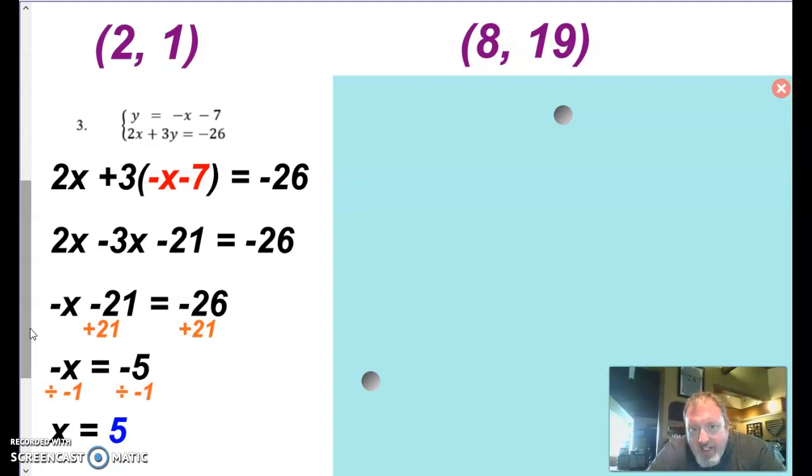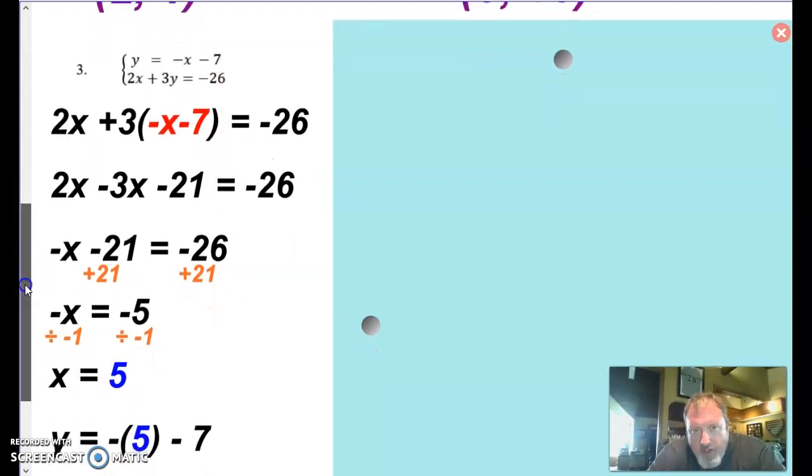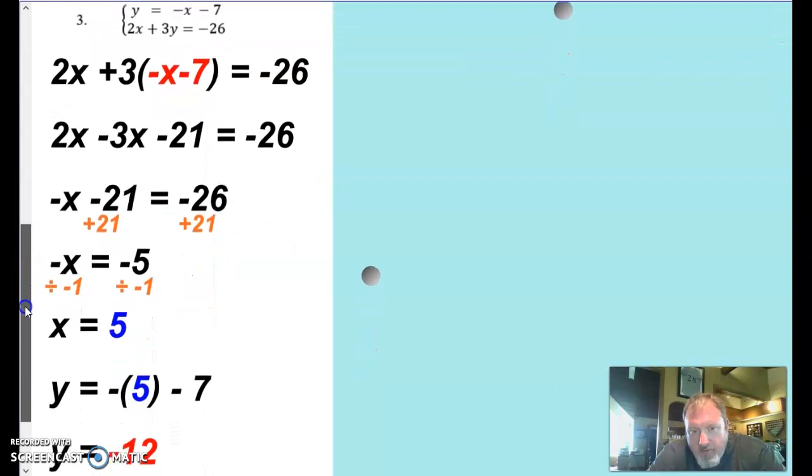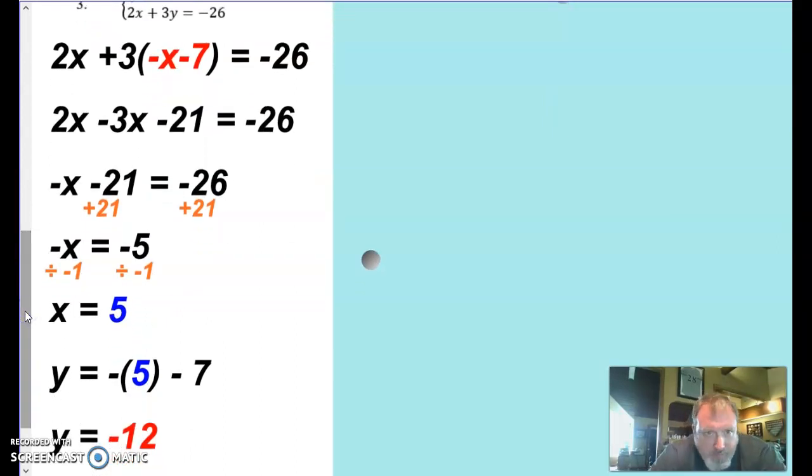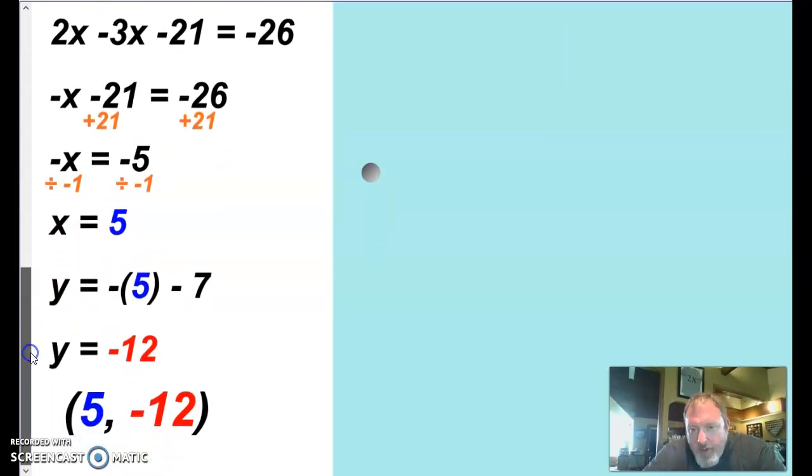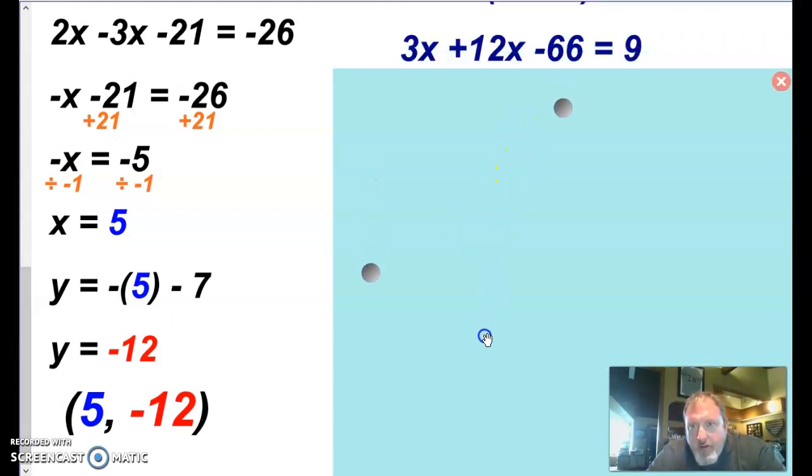Now that's not the end of this problem. That just gives us our x value. Now we've got to plug that back into the top to solve for y. So we're going to take this 5, plug it in up here. That'll give me my y value. So -5 minus 7 is -12. Now that I have x and y, again, our final step, write that as an ordered pair. And that will set us up for the last problem on this page.